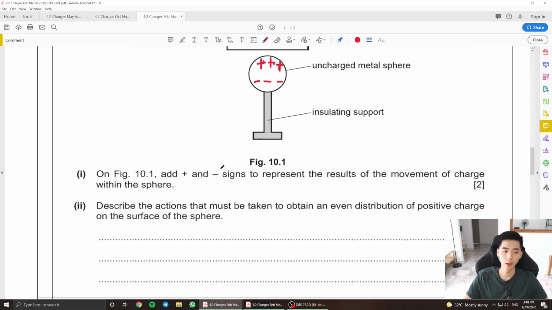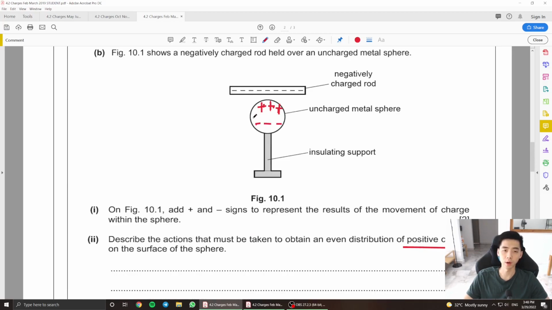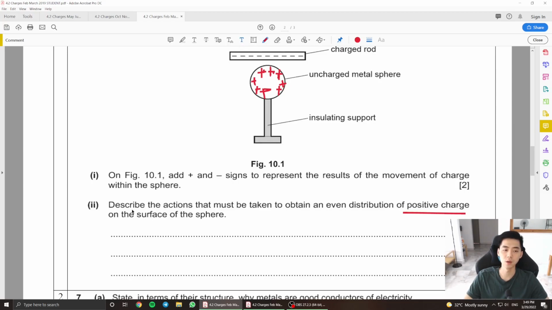Okay? After that, describe the action that must be taken to obtain an even distribution of positive charges on the surface of the sphere. Right now, if I want to have even distribution on the surface of the sphere, it's obviously charge induction. Yet again, you can see it's 2 marks here. You have to understand that it is that whole process again, right, of charge induction.